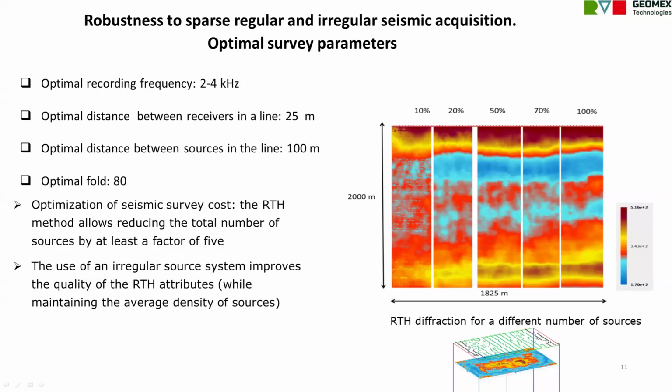Okay, and over here, you can explain it a little further. What are the 5 panels that I'm looking at? What is the color coding? Can you just explain it a little bit? On the right side, there is a panel of 5. You say the optimal survey, this 10% to 100%. This is one attribute, RTH diffraction. One of the attributes is RTH diffraction. What is the color code?